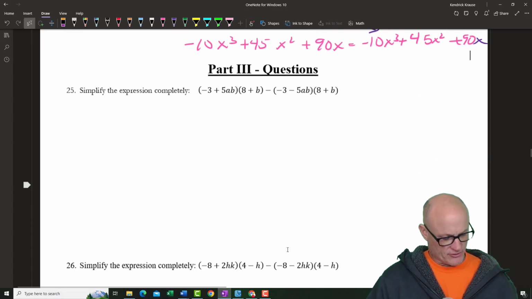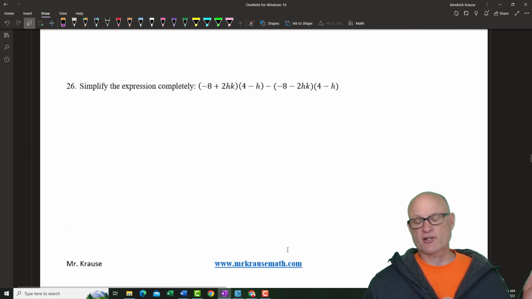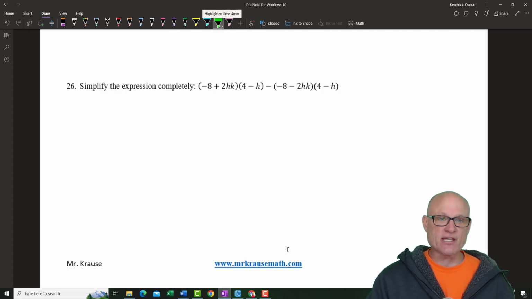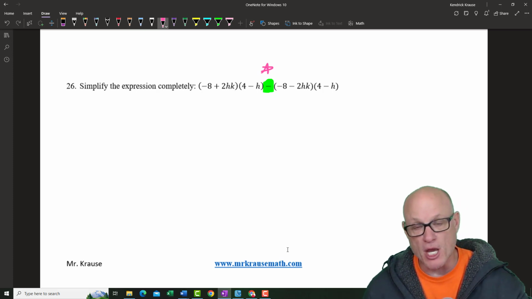All right, next question says, what am I doing next? 26. Simplify the following expression. All right, this one looks so difficult. It's not. The biggest thing you have to worry about is this right here. This little innocuous looking minus is a major problem.